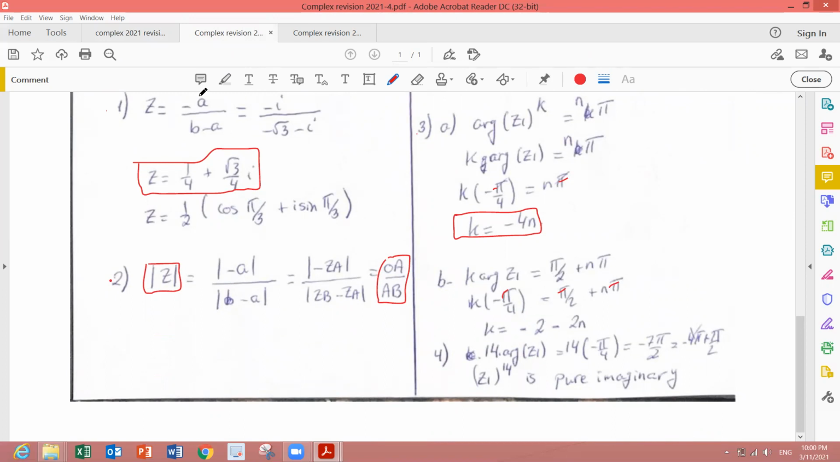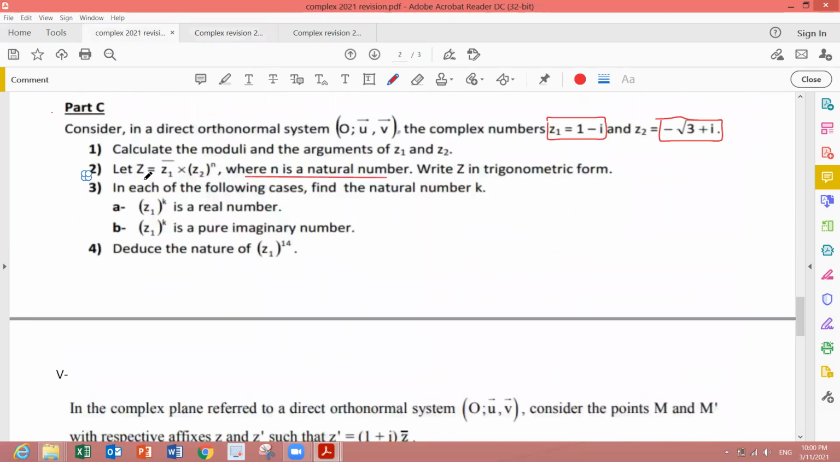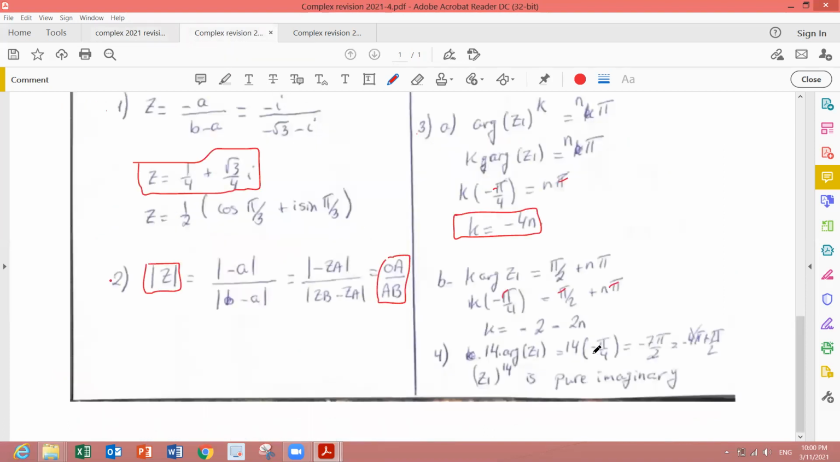The last part: deduce the nature of z1 to the power 14. The argument of z1 to the power 14 equals 14 times the argument of z1, equals 14 times minus pi over 4, equals minus 7 pi over 2. We simplify. We can put it as minus 4 pi plus pi over 2. So it is pure imaginary. Since its argument is pi over 2, it is pure imaginary.